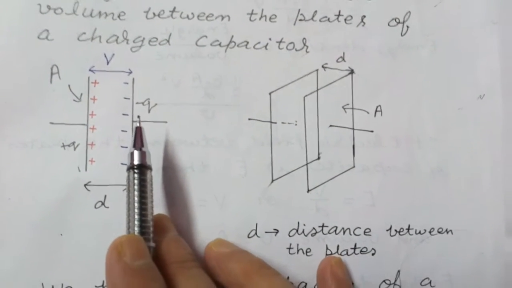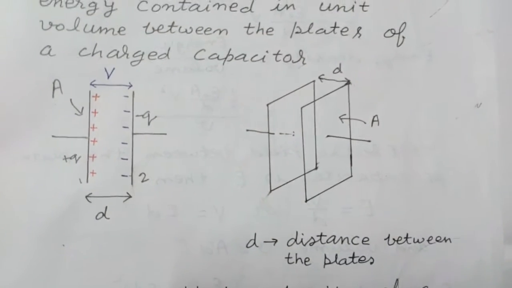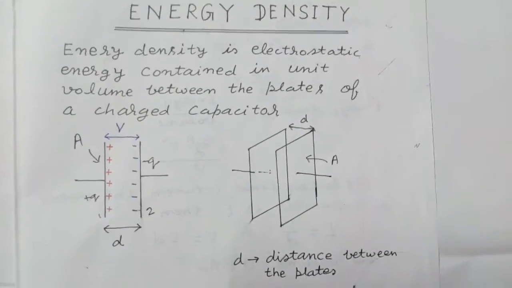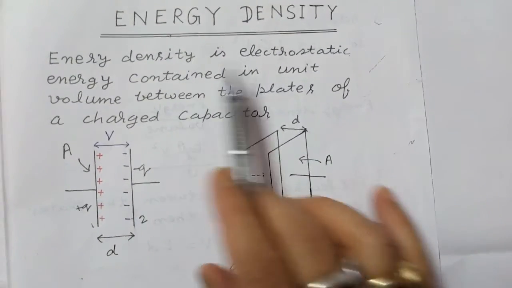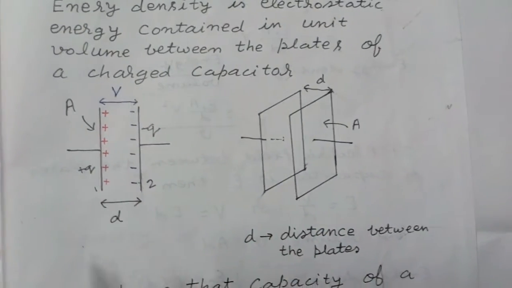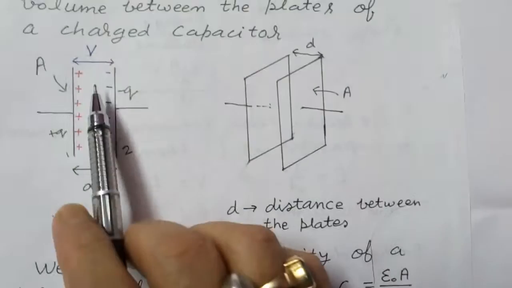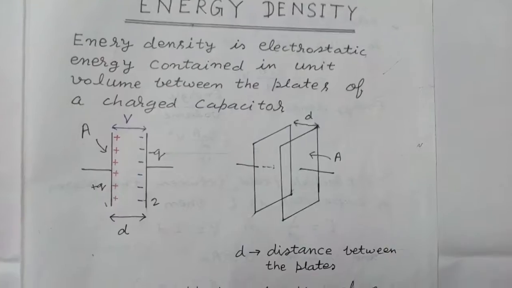Now we know that electrostatic potential energy is half CV square. But now we are going to know what its energy density is. So if you divide this energy, half CV square, by the volume between the space of the capacitor plates, then this is called energy density.